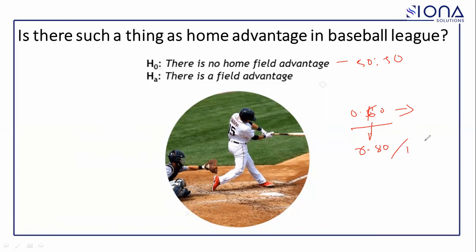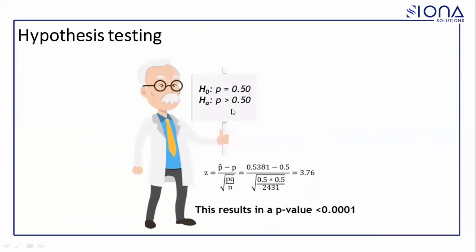Similarly, we conducted an experiment to understand whether a particular team has a home field advantage. There was this team playing baseball. We wanted to calculate whether the team has home field advantage or not. What we did was, we took a sample of 2431 matches, and ideally the winning probability was assumed to be 0.5.